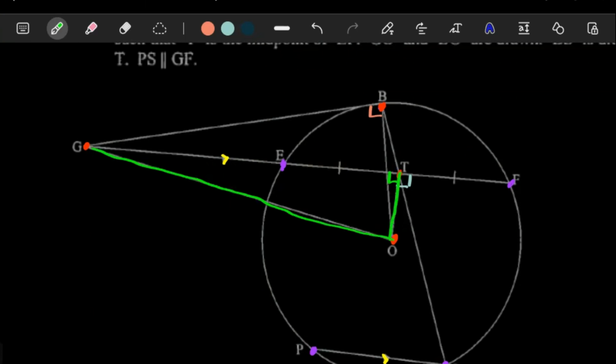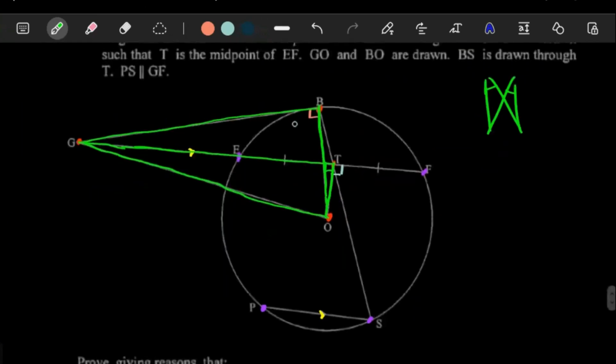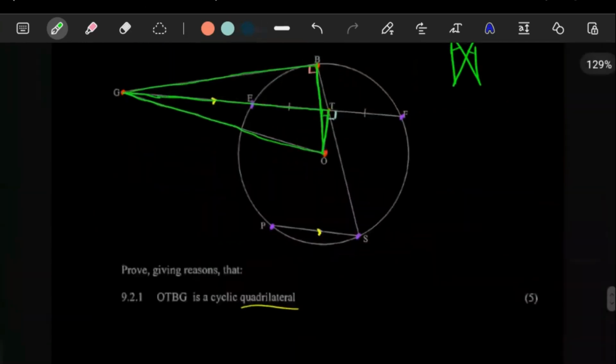Because it is a 90-degree angle, and it is subtended by the line GO. This is also a 90-degree angle. It is subtended by the line GO, you see. Because remember, with the cyclic quadrilateral, angles in the same segment need to be equal, you see. So that's the route we're going to take. We're going to say GBO is 90, and then we're going to tell them that GTO is also equal to 90. So let's do that.